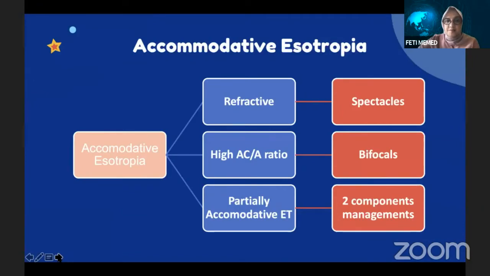There are three types of accommodative esotropia. Firstly, refractive accommodative esotropia, which maybe will be talked about by Dr. Villa later. The second type is accommodative esotropia with high AC/A ratio, which can be managed by bifocal glasses. And the third is partially accommodative esotropia, which can be managed by two-component management. Then I will talk about partially accommodative esotropia.